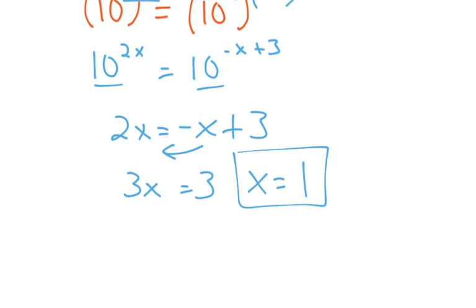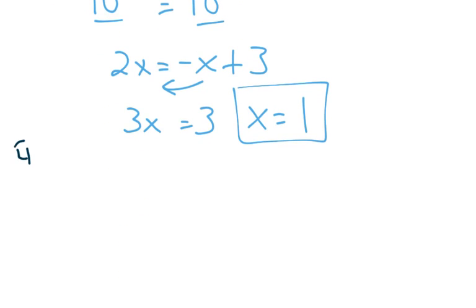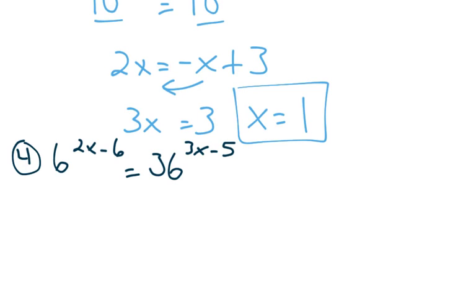Let's try one more here. Number 4, running out of space. 6 to the 2x minus 6 power is equal to 36 to the 3x minus 5 power. Again, our bases aren't the same, but what we can do is rewrite them using the same base. The base here that we should use is going to be 6, because this one is already 6. This one is 6 squared.